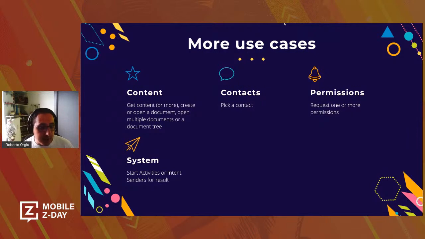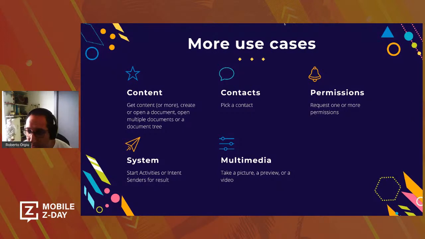Then there are some other contracts, of course, for starting activities for results, or even using intent senders. And of course, there are some contracts for multimedia, like taking a picture, a preview, or a video. So there are a lot of contracts ready out of the box, and we can always create more of them with the functions that we saw.